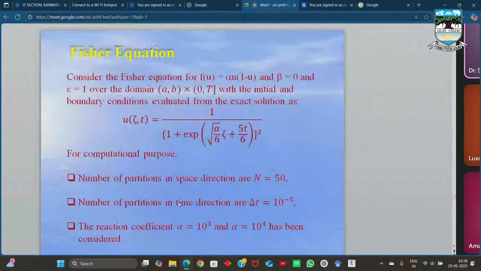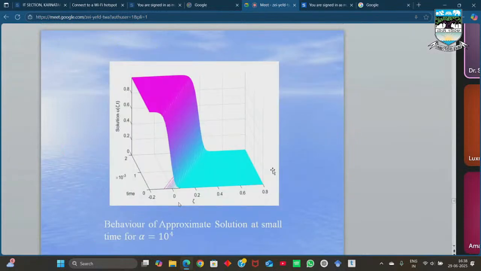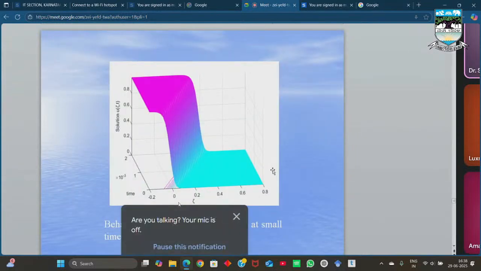The step size delta t in time direction is taken to be 10 raised to power minus 5. The alpha in this equation is taken to be 10 raised to power 3 and 10 raised to power 4, that is, in the source term. The source term is taken to be at a higher level. And this is the behavior of the solution at a small time period, that is from 0 to 2 into 10 raised to power minus 3 for alpha equals to 10 raised to power 4.